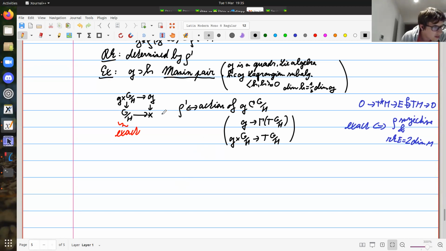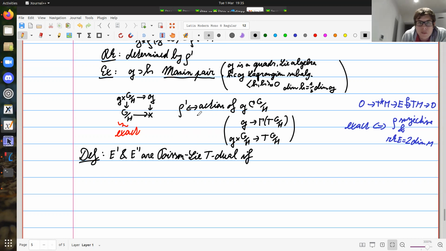Right. Okay. So now I can make one more definition to make it sound more physicsy. The definition is that two Courant algebroids, E prime and E double prime, are called Poisson-Lie dual if they are both pullbacks, I mean Courant algebroid pullbacks, of some third Courant algebroid E.